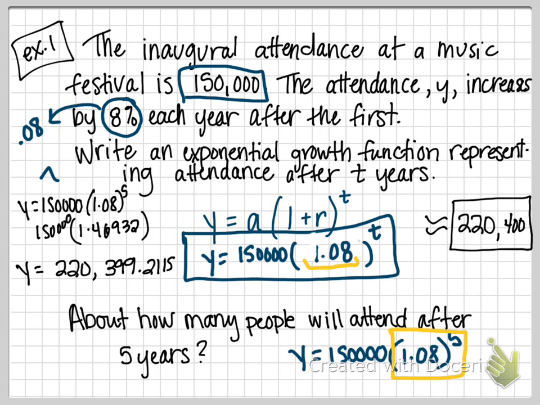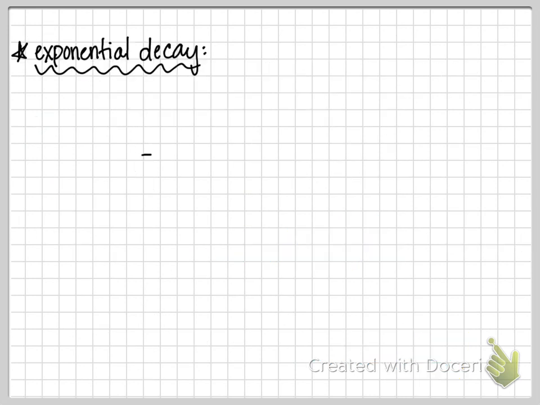220,000. Yes. So basically what it's saying is when t is 5, y is about 220,000. So it is year 5. Exactly. It's going to be way up there. Yep, you got it.